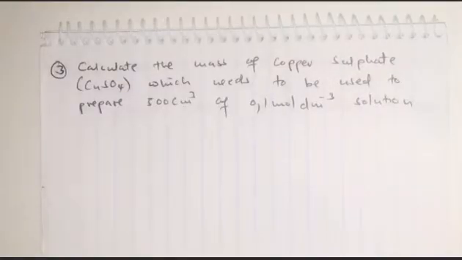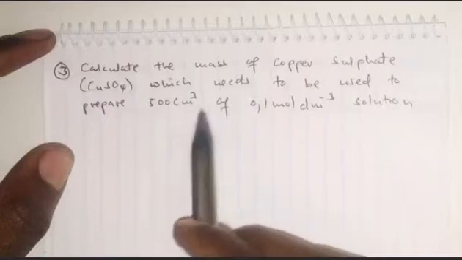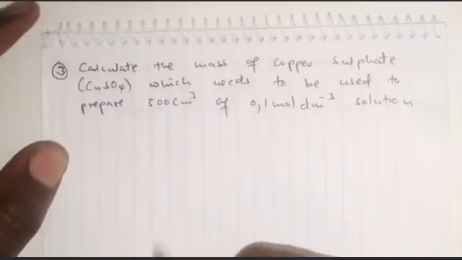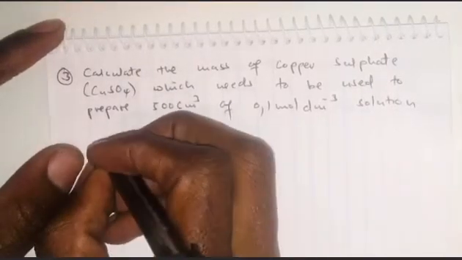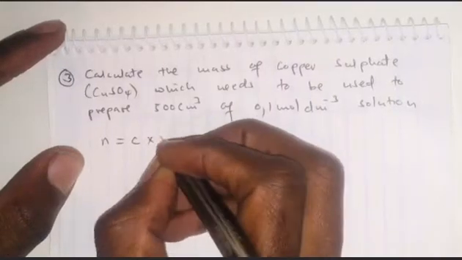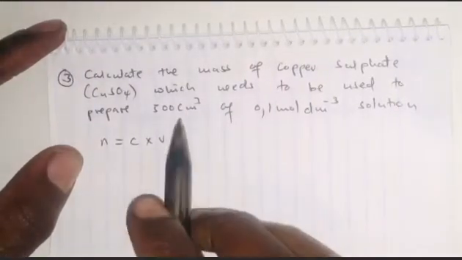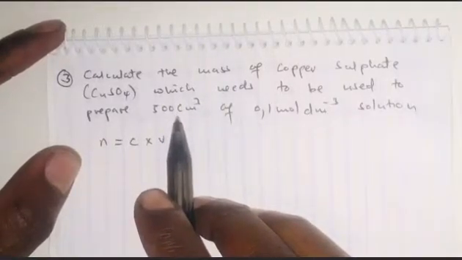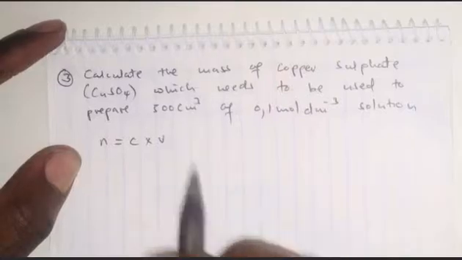Calculate the mass of copper sulfate which needs to be used to prepare 500 cubic centimeters of 0.1 mole per dm cubed solution. So the first thing that we need to do is to identify that we've got the volume here and we have got the concentration here. So we are going to use the number of moles is equals to concentration multiplied by the volume. But then our volume is in cubic centimeters, so we want to put it in decimeter cubed.